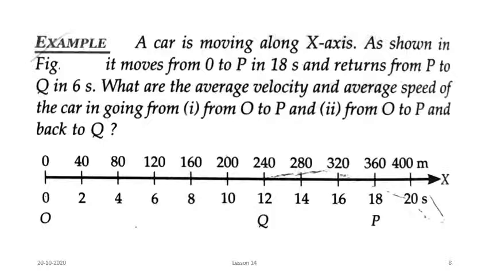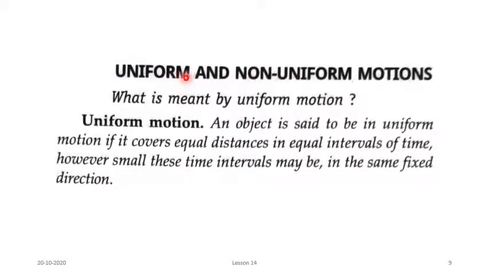Now, let's move on to the next topic. Uniform and non-uniform motions. What is meant by uniform motion? An object is said to be in uniform motion if it covers equal distance in equal intervals of time, however small these time intervals may be, in the same fixed direction. What does this mean? Whenever your body covers equal distance in equal intervals of time, this is your uniform motion.